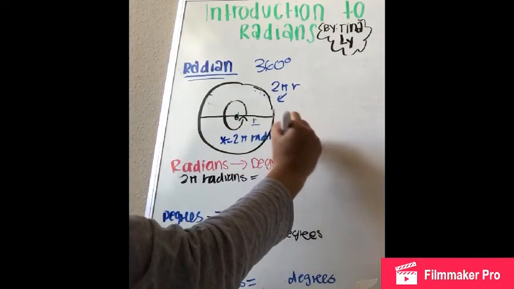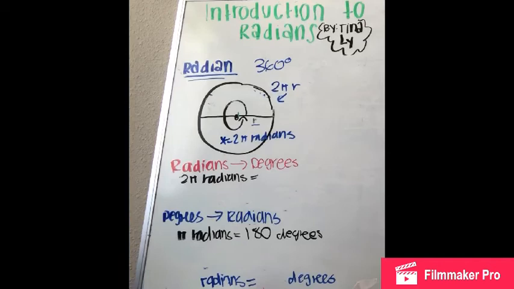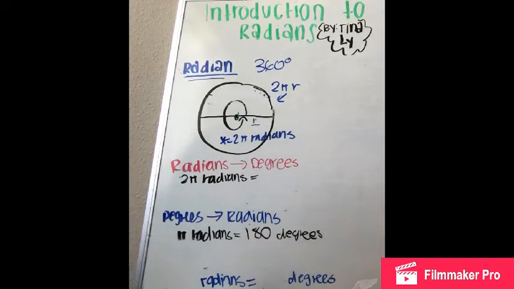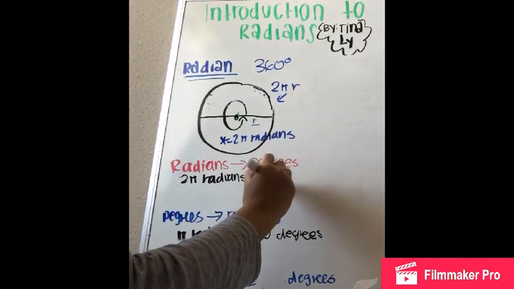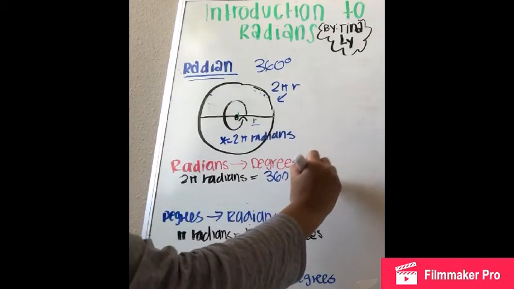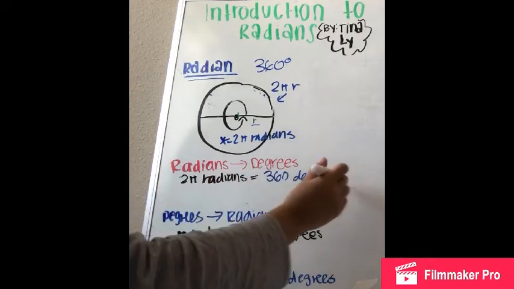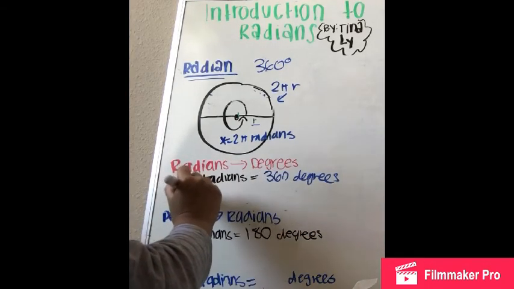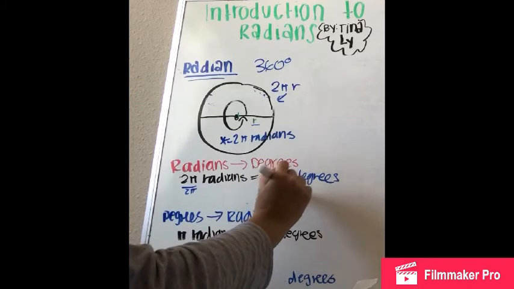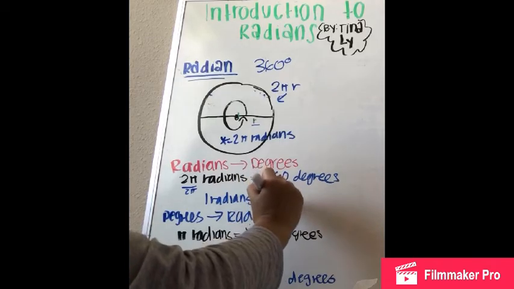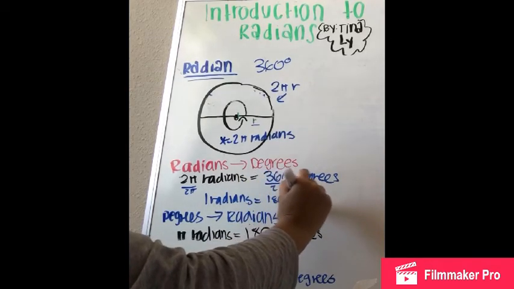Now that we have an understanding of both measurements, degrees and radians, let's learn how to convert radians to degrees and degrees to radians. So first we have 2 pi radians, which we already know is 360 degrees because it describes the full rotation of one circle. If we divide both sides by 2 pi, we get 1 radian equals 180 over pi degrees, which can be used to convert radians to degrees.